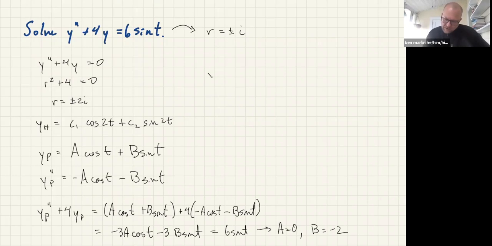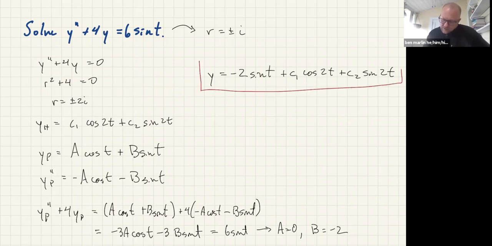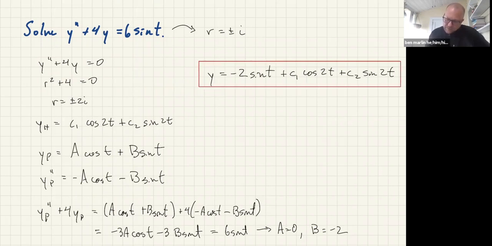So now we'll write out our final answer here, because it didn't give us initial values. Our y is going to be minus 2 sine t plus c1 cosine 2t plus c2 sine 2t. Boom. That's all we have to do if it's a general solution. I'm sorry, if it's a differential equation as opposed to an initial value problem. For initial value problems, there's just a little bit more solving to do. All right.